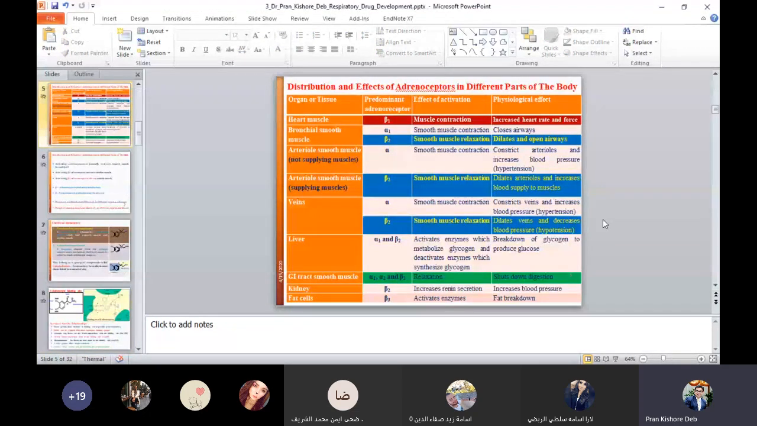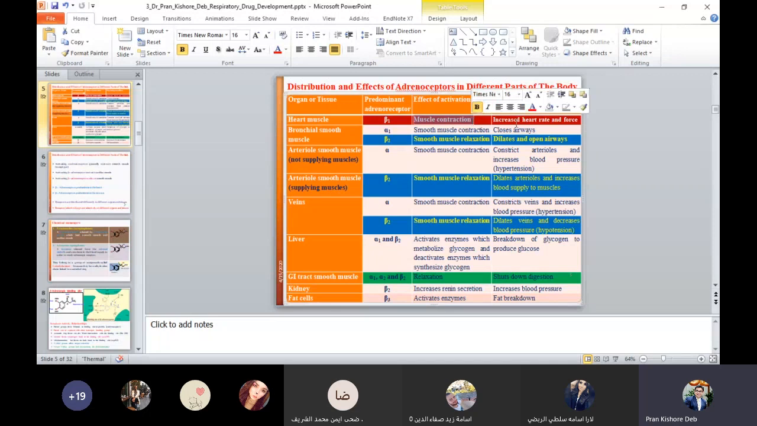In this slide, try to understand this. You might have studied it before. In this slide, we are trying to understand the location of these receptors and how they show their different effects in different parts of the body. So first of all, you see in the first column, that is the organ or tissue. In the heart muscle, it mainly contains the beta 1 receptor. When you stimulate the beta 1 receptor, it results in muscular contraction, which in turn causes an increase in heart rate and force of contraction. So this is very important.